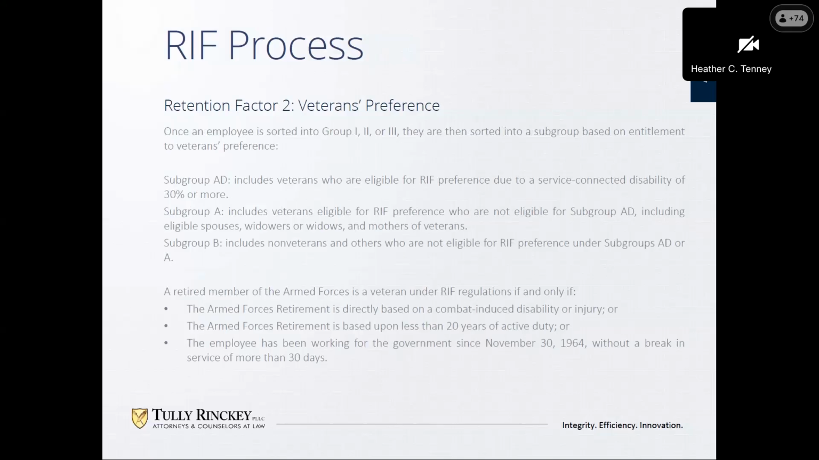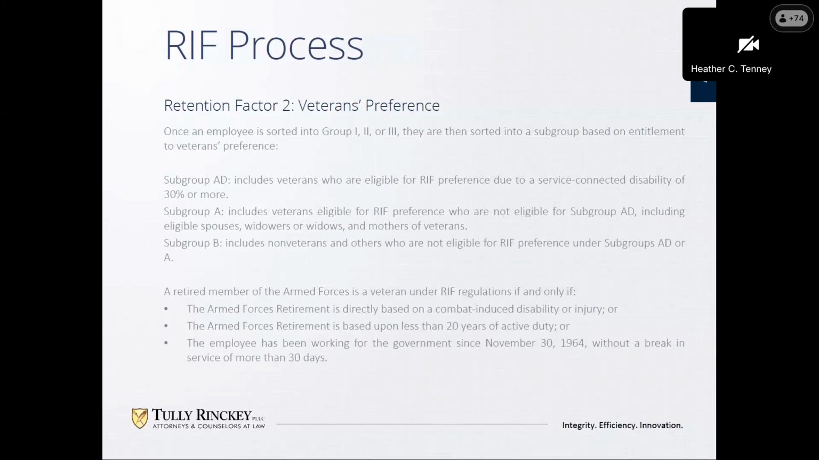Now, I did want to talk again a little bit about when we were talking about subgroup A, this idea of what we call derivative preference. That extends the types of employees that are listed to get the preference, and this can be an unmarried widow or widower of a veteran, and as defined by section 2108, Title V of the U.S.